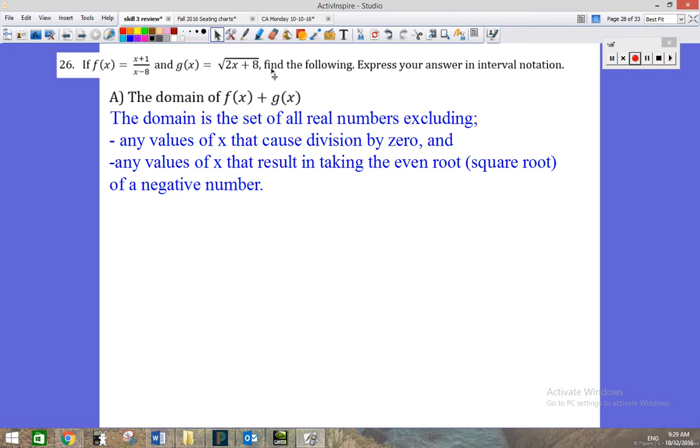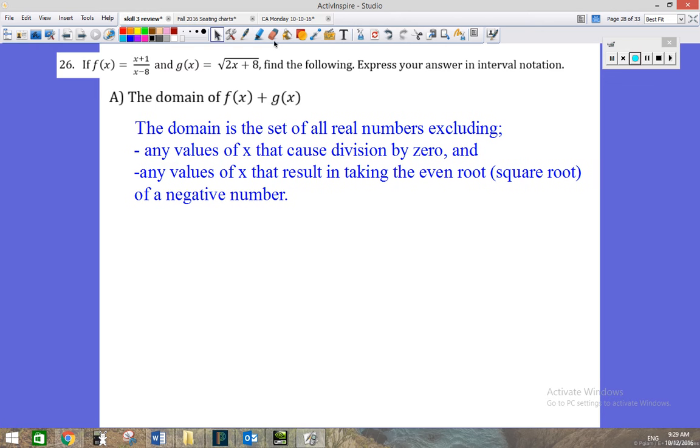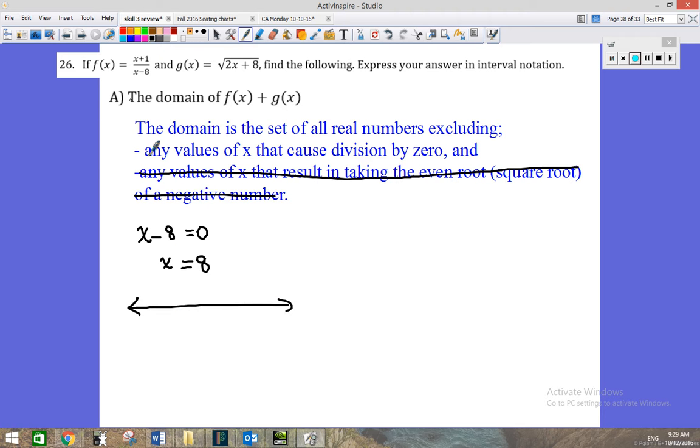Alright, let's paste. I had used this on an earlier slide, so I went and copied it and pasted it for here. So when we look for the domain of f, we do not have any radicals, so I don't have to worry about taking the square root of a negative number. I do have to worry about that denominator equaling 0, so I have to avoid x equals 8. So in my domain for f, I want all real numbers excluding the number 8. So everything else is fine.